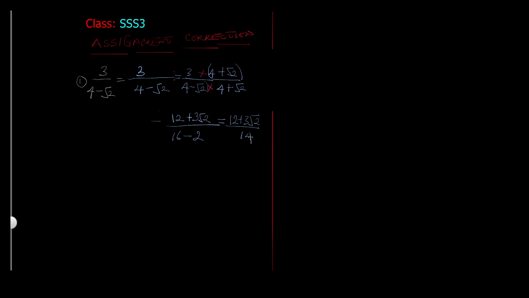14. We can divide the ones that we can divide. 2 comes into 14, 7, and 2 comes into 12, 6. You can write down the final answer now as 6 plus 3 square root of 2, all over 7. We should not be tempted to add 6 plus 3 together, because this is just like saying 6 plus 3x. This square root of 2 here is just like 3x. So we can't be tempted to add 6 plus 3 together.